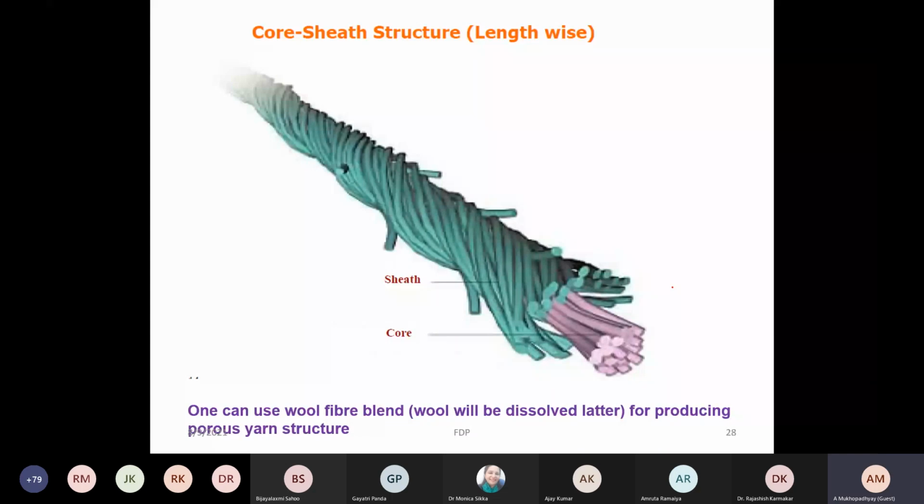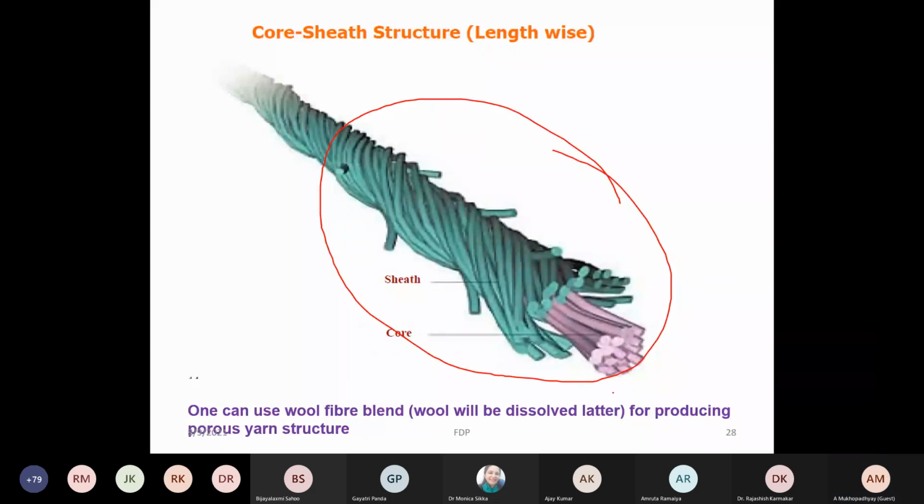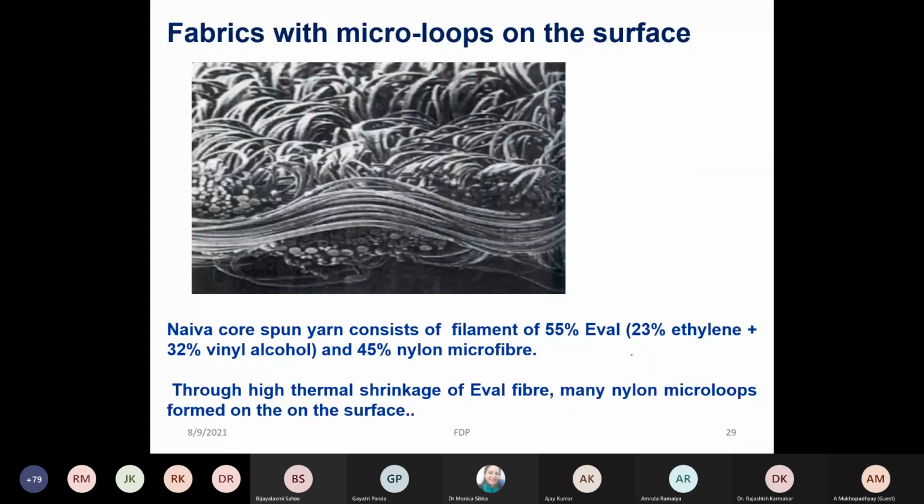Now this is developed by Trident industry. They use wool fiber in a core, and the wool fiber they are dissolving. So by dissolving the wool fiber, you can make the structure porous. Okay, so this sort of structure can also be made for making a structure which will be microporous.